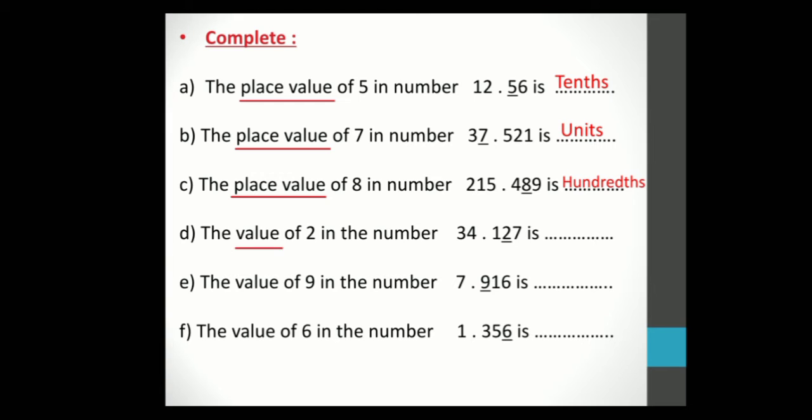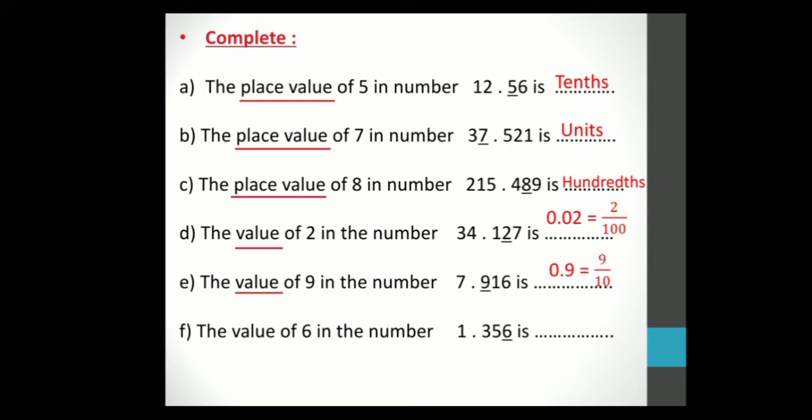Now in letter B, he asked about the value of 2 in the number 34.127. So 2 is in the second place after the point, and it's called hundredths, but I need the value, not the place value. So I write 0.02, or we can write it as 2 over 100. The value of 9. 9 is the first number after the point. So I can write 9 as 0.9 or 9 over 10.